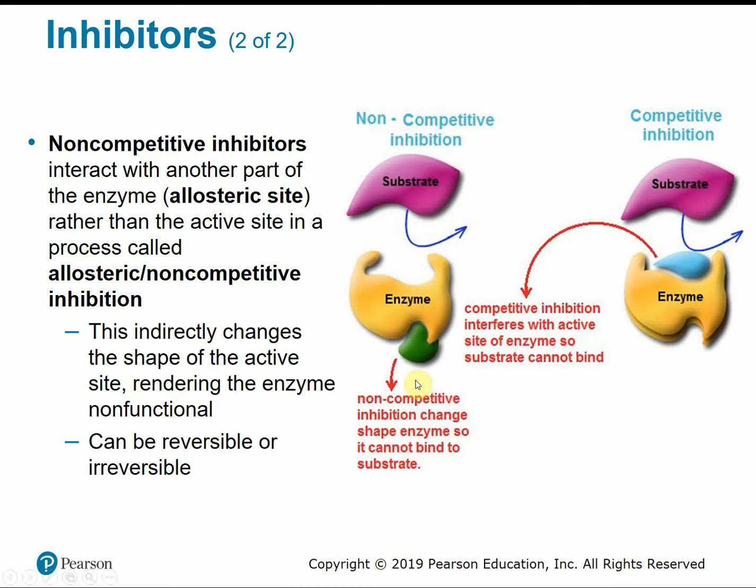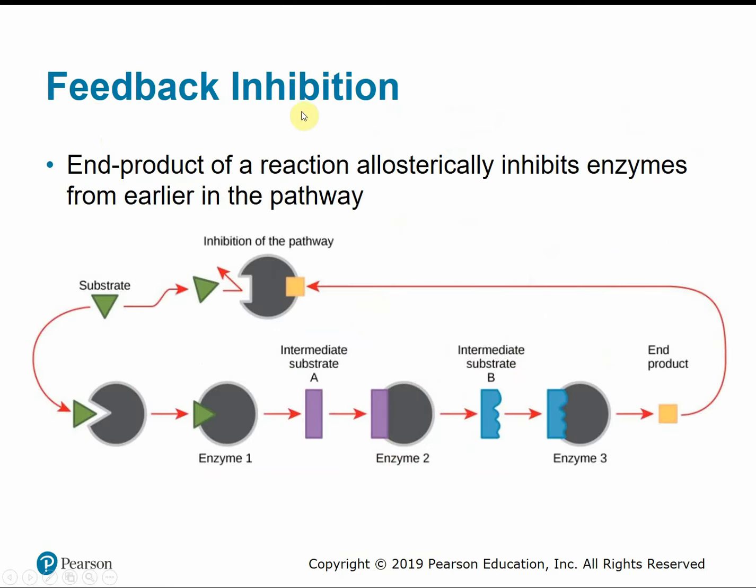These types of inhibitors can be either reversible or irreversible. So again, competitive inhibition, we're interfering with the active site, so the substrate cannot bind. Non-competitive inhibition, we're binding to the allosteric site and changing the shape of the enzyme so the substrate can't bind. Feedback inhibition is when the final end product of a reaction acts as an allosteric non-competitive inhibitor to inhibit the enzyme from earlier in the pathway. So, kind of a negative feedback loop. If you think back to anatomy and physiology, negative feedback loops are how we maintain homeostasis.